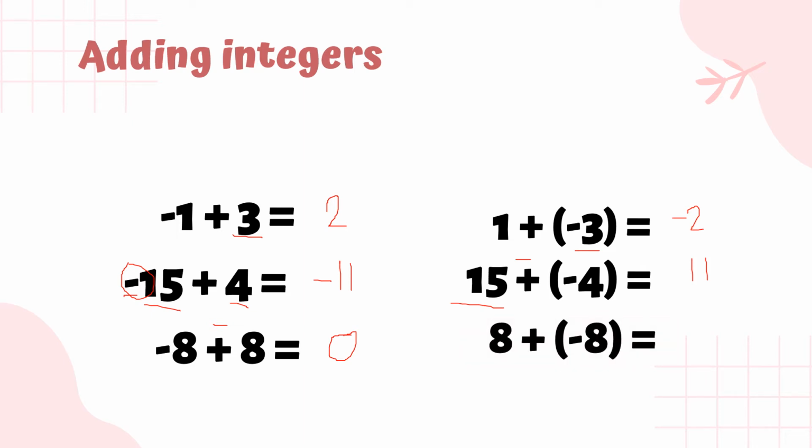And the last one, again, they have different signs. 8 plus -8. So, simply subtract. 8 minus 8 is 0. And 0 is neither positive nor negative.